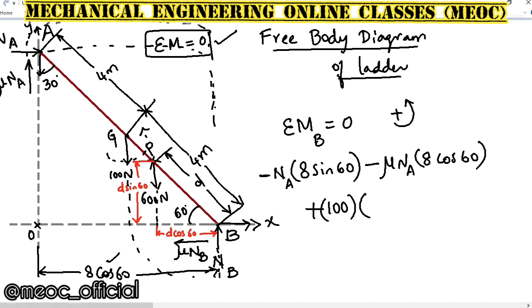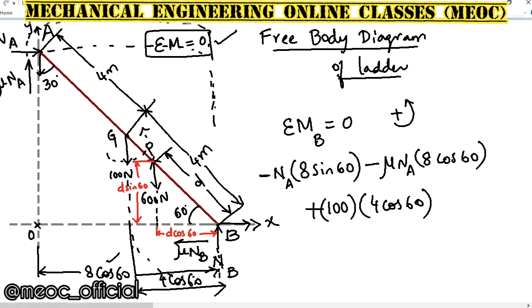Because G is 4 meter, this particular distance is 4 cos 60. So that perpendicular distance is 4 cos 60.